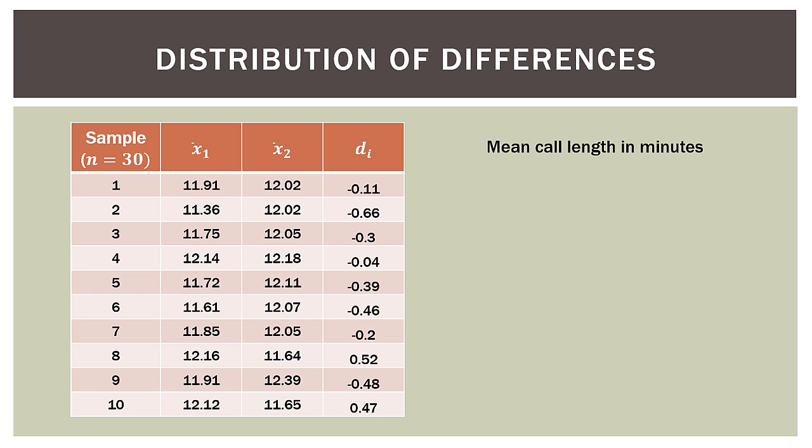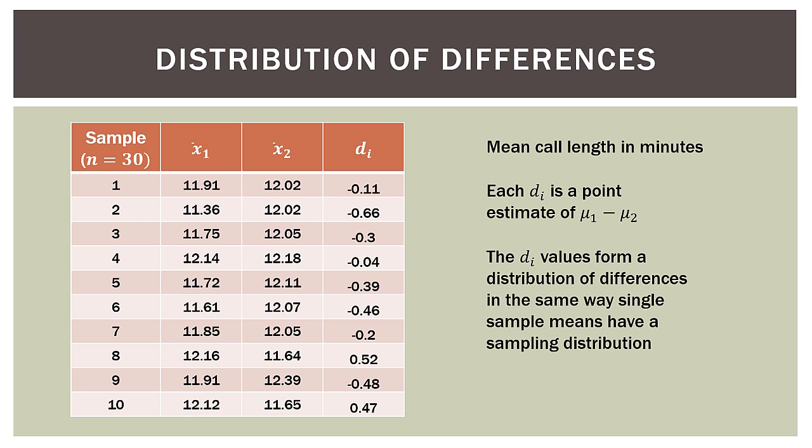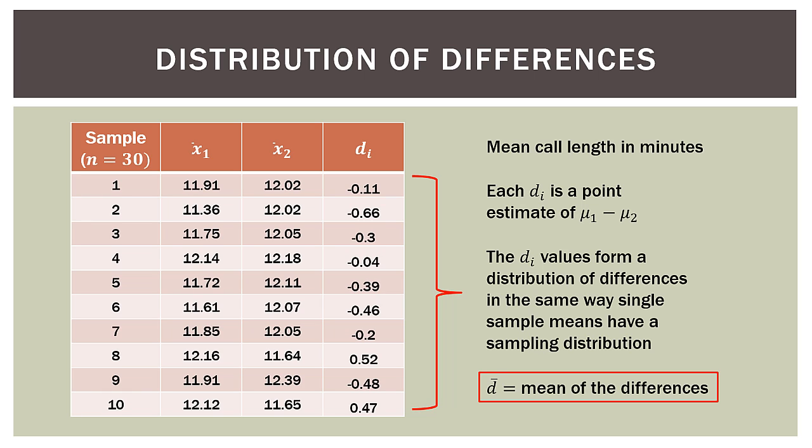So in theory, we do this over and over again, and we get a distribution of many differences. Each d sub i just means iteration, by the way, it means the next, is a point estimate of the difference between the two population means, mu sub 1 and mu sub 2. The d sub i values form a distribution of differences. In the same way, single sample means have their own sampling distribution. So it's a sampling distribution, in this case, of differences, of independent samples. Now we can take the mean of those differences and we get d bar. And d bar is the mean of the differences.